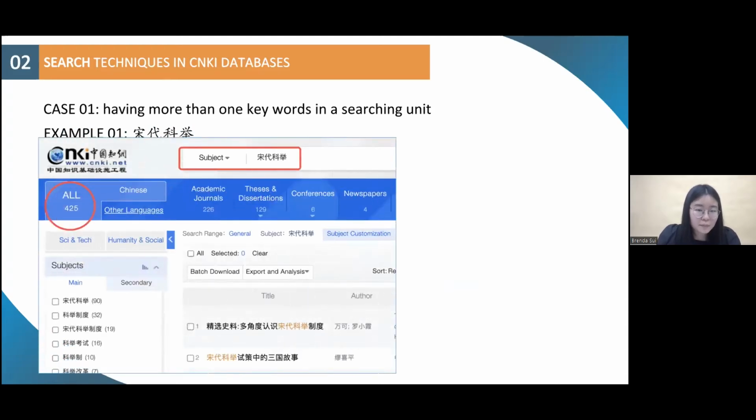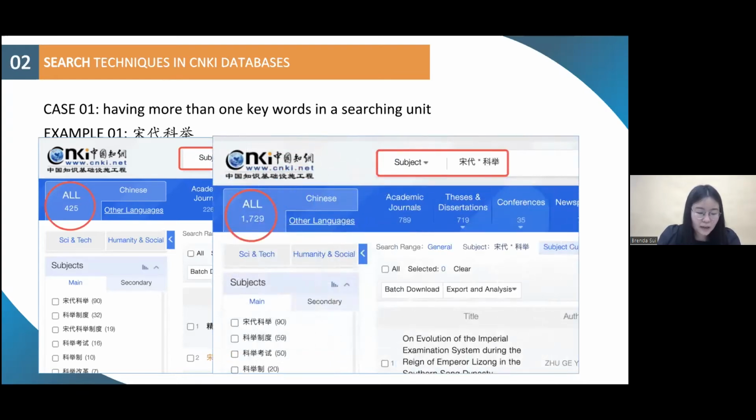If I simply put 宋代科举 as one expression in the search bar, then the platform will take that term as a whole, and I can only get around 400 papers. But if I separate 宋代科举 into two independent terms and link them with an asterisk, then I can get articles containing the subject 宋代 and those with the subject 科举 with the same intention. I can here get almost 2,000 relevant papers, almost quadruple the previous result.